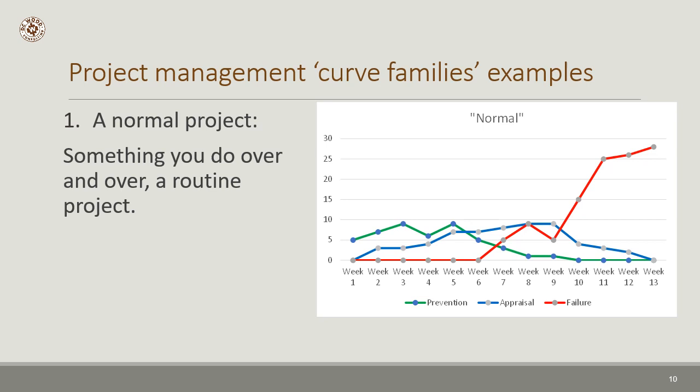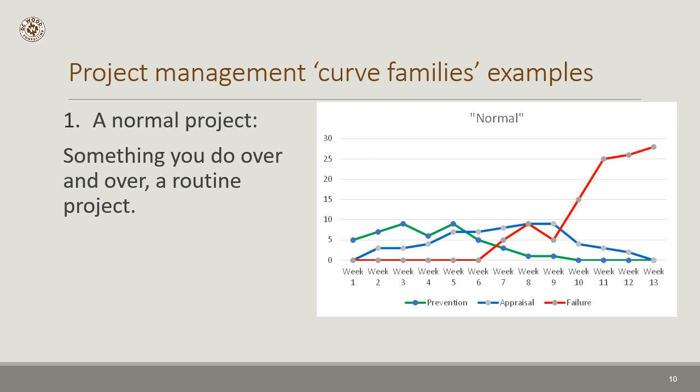The failure cost, however, just tends to rise, and this is typically because as you get towards the end of a project, when something breaks, you have to go back and do a number of things over again. And so the costs continue to rise. So you could take a series of projects that are normal and you could create a family of standard curves.